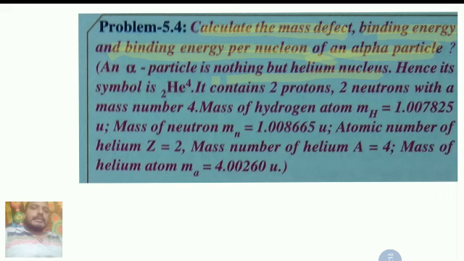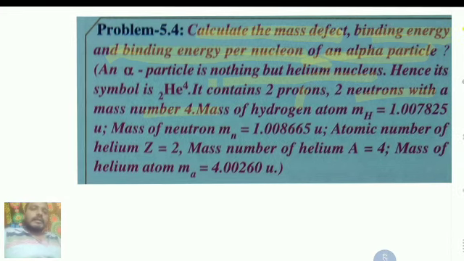He4. It contains 2 protons, 2 neutrons, with mass number 4. The mass of the hydrogen atom is 1.00782, the mass of a neutron is given as 1.008665, the atomic number of helium is 2, the mass number of helium is 4, and the mass of the helium atom is 4.00260. It is the information from the question. So asking first, calculate the mass defect.